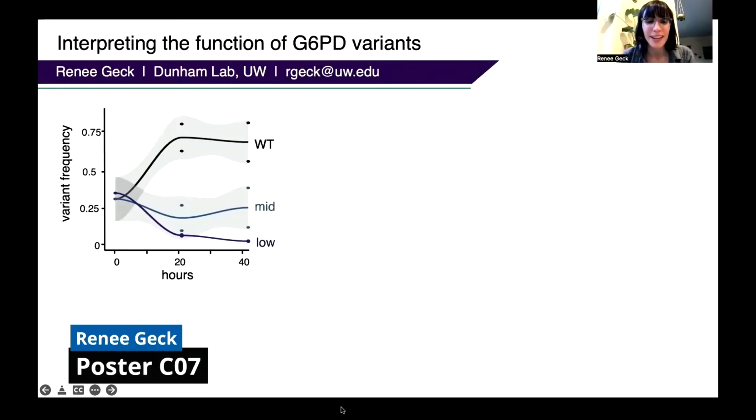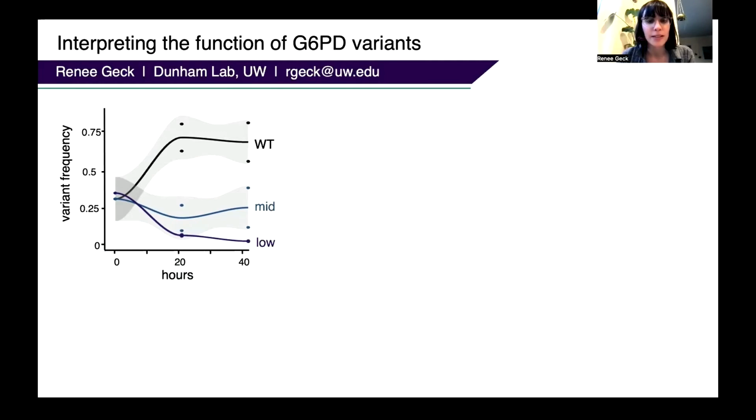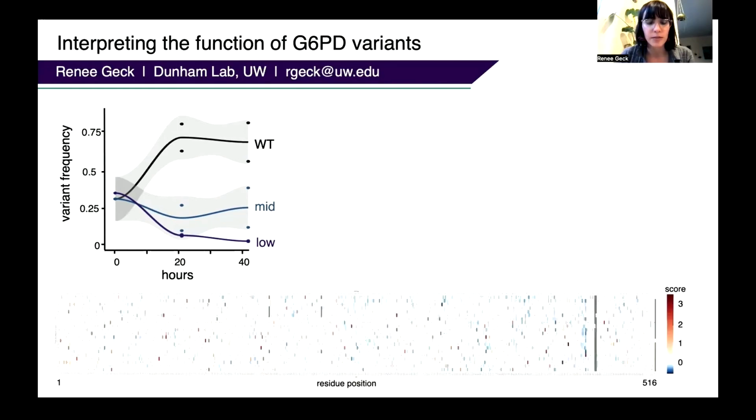Hello, my name is Renee Geck, and I'm a postdoc in the Dunham Lab at the University of Washington, and I'm conducting deep mutational scans of human G6PD variants in yeast. I express G6PD variants in yeast and then grow them in continuous culture under oxidative stress, so that over time, variants that are known to have low activity decrease in frequency in the population, and variants that have wild-type-like activity increase in frequency. I've used this system to conduct a deep mutational scan of over 10,000 G6PD variants.